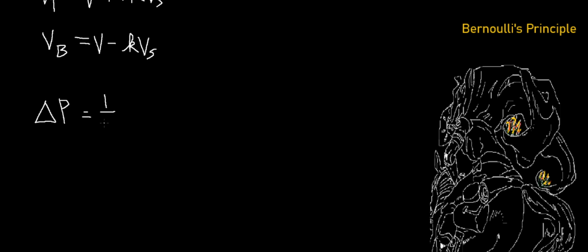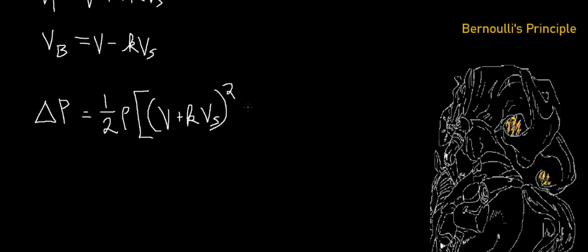Change in pressure equals 1/2 times the density multiplied by the headwind plus the coefficient times the surface velocity, squared, minus the headwind minus the coefficient times the velocity of the surface. Square all that.